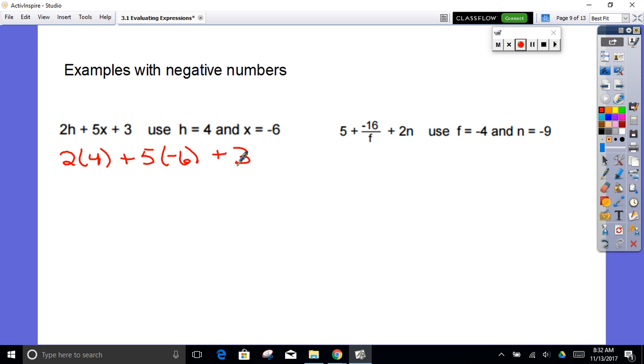So when I'm dealing with negatives, I just have to remember all the rules, which you guys mastered quite well. The average grade on the multiplication and division test was an A, so you guys are pretty good with those rules. I'm going to do all of my multiplication and division from left to right. So I'm going to do 2 times 4 is 8. 5 times negative 6 is what? Negative 30 plus 3. Then adding and subtracting from left to right. 8 plus negative 30 gives me negative 22, plus 3 gives me negative 19.